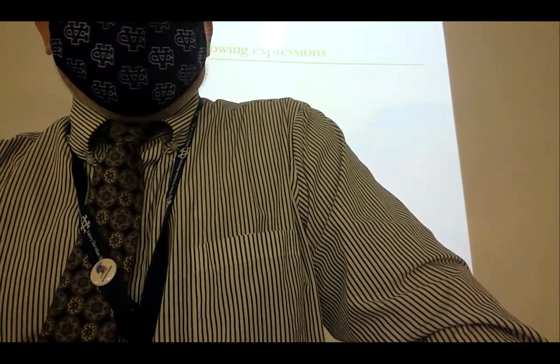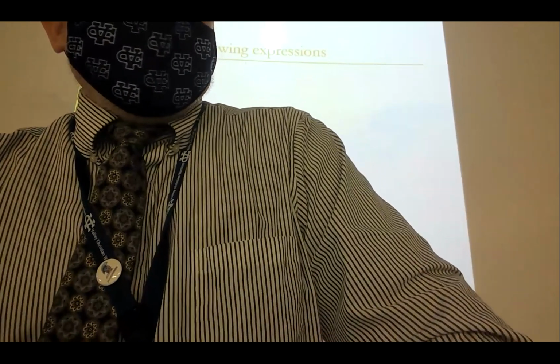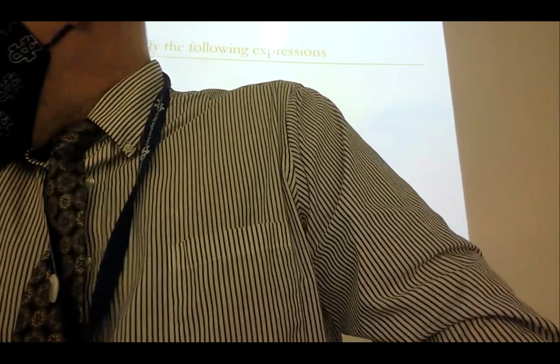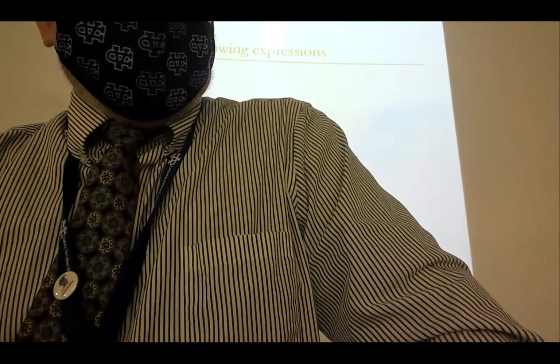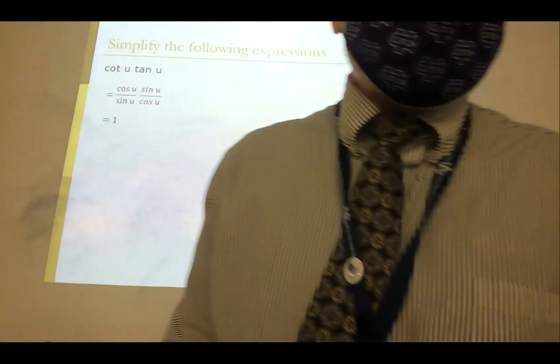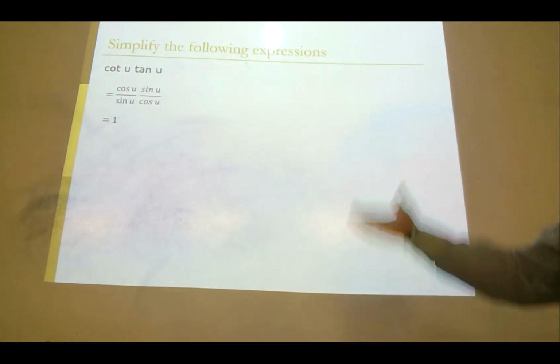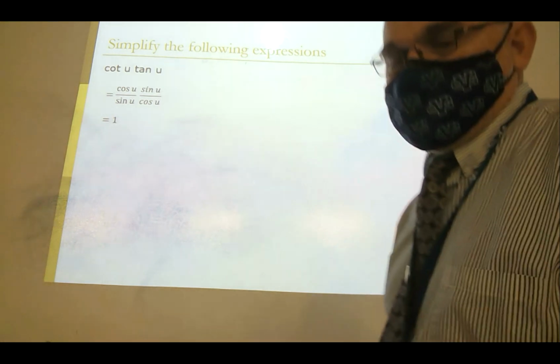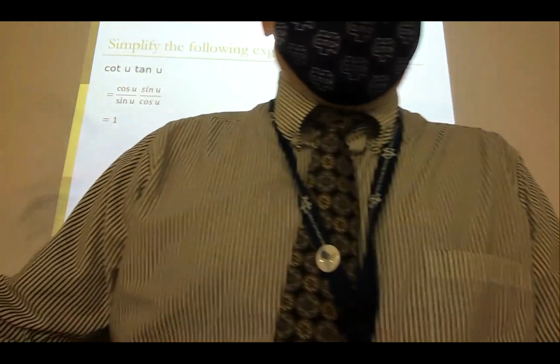So here's a couple of ones that we can simplify. This one's pretty easy. Here I've got cotangent u times tangent u. Well, this is pretty simple. There's more than one way to do these, but this was probably the simplest way. Just write cotangent as cosine u over sine u, tangent as sine u over cosine u. Those two terms just cancel each other out, and we're simply left with 1. So that's pretty nice.